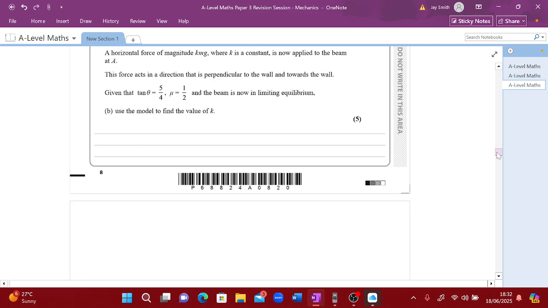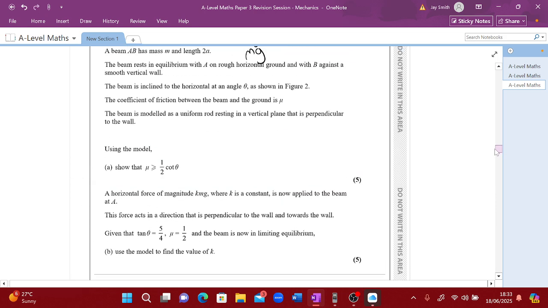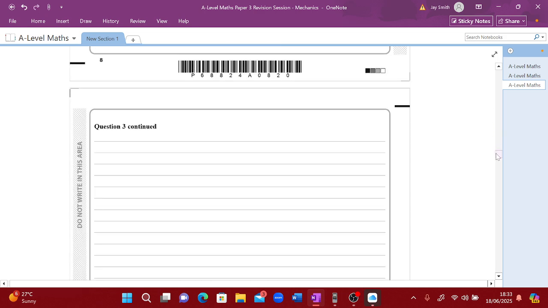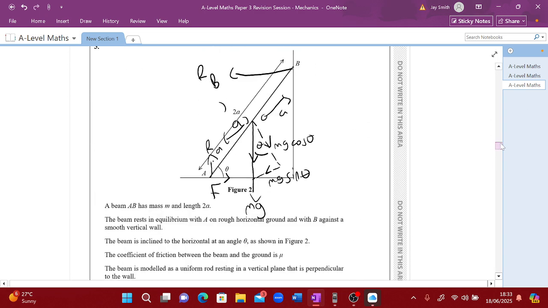So we can get resolving, can't we? And then again, like we did before, the hardest bit is just labeling and resolving all the forces in certain directions. Once you've got the forces down, just write down the equations because you're probably going to need them. So before we do anything with the question, let's firstly resolve. And now, there's a lot of forces in this sort of question.